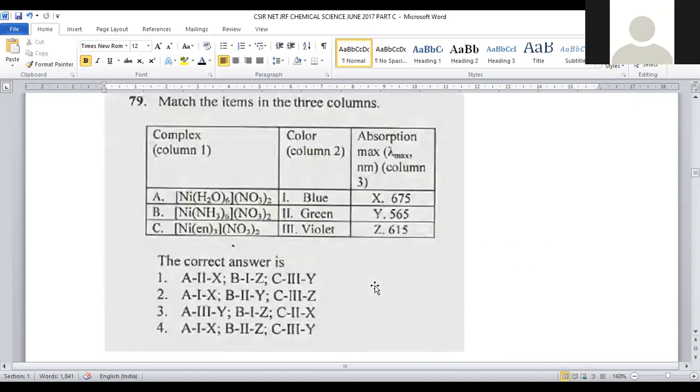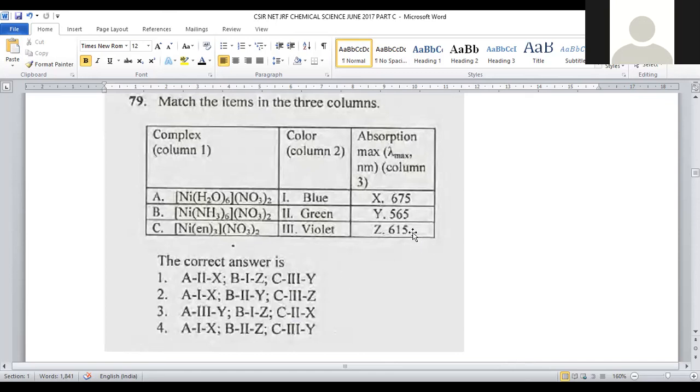Let us map with exact options. Water complex, lowest energy, highest wavelength. So X will be the right one. And always hexaaquo nickel complex will be green color. A with 2, 2 with X. Option 1 is there. Only option 1 is having this kind of relation, so that it will be the right answer. Let us go with the remaining two options also.